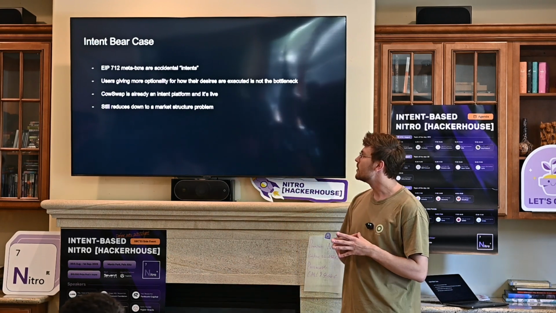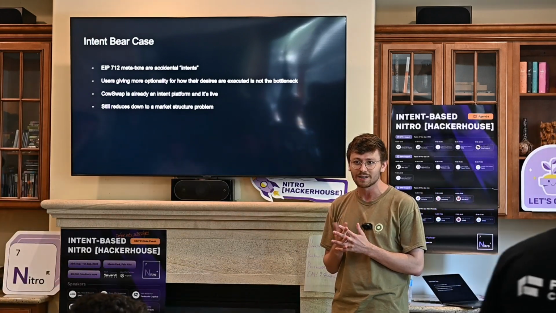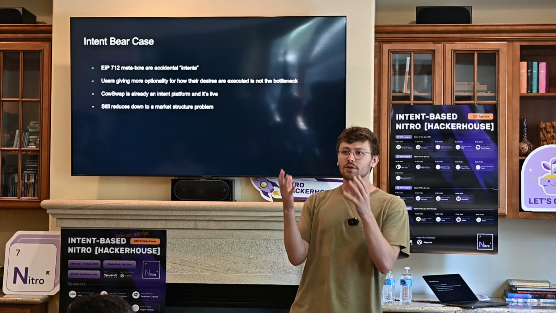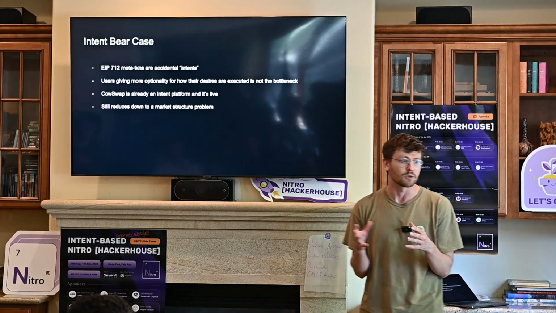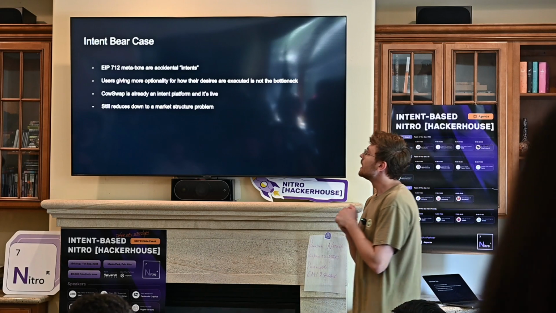And then CowSwap is also already live. That's an intent platform as well. You don't really specify your execution path. You just get thrown into a batch auction with a bunch of other people, and then your intent is satisfied, or your desire.